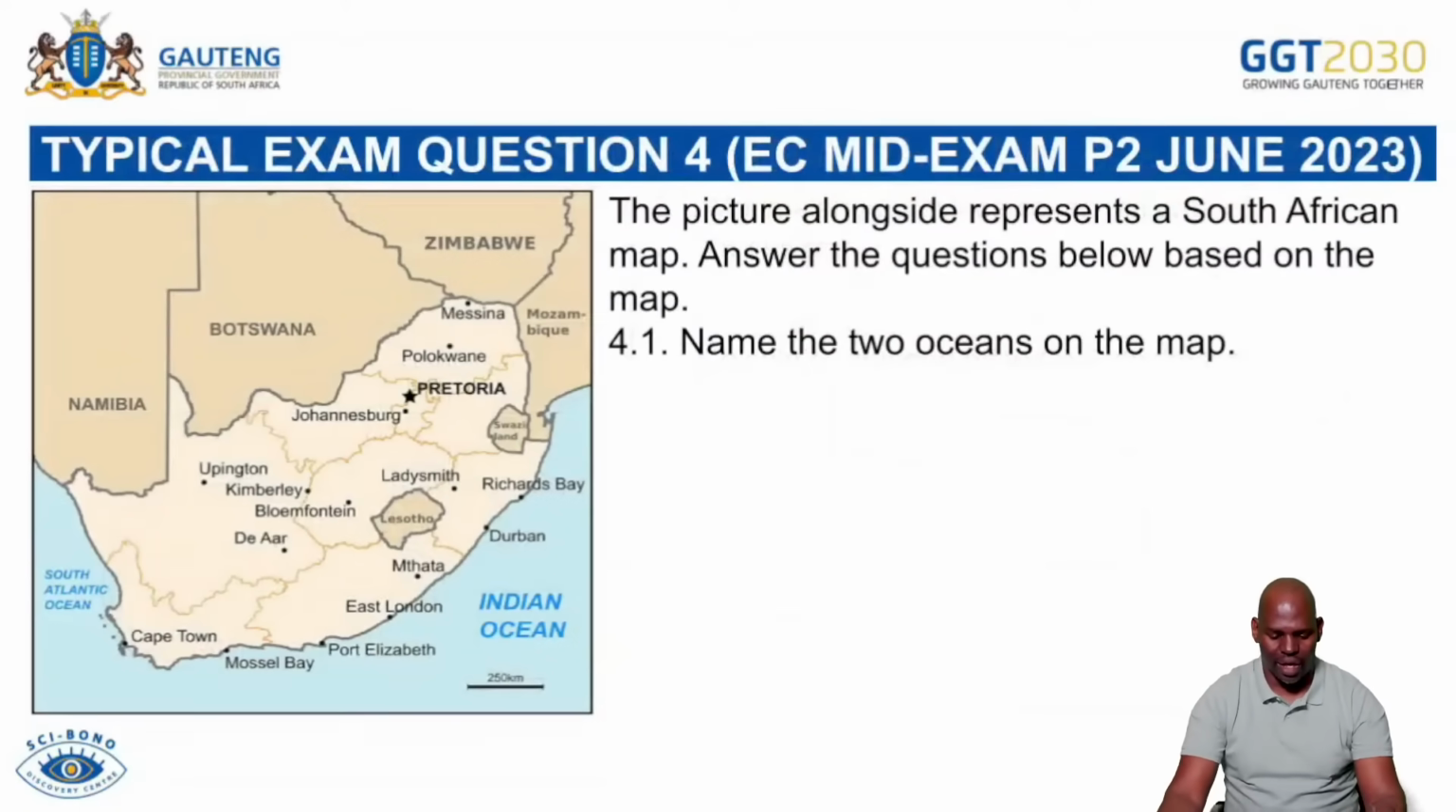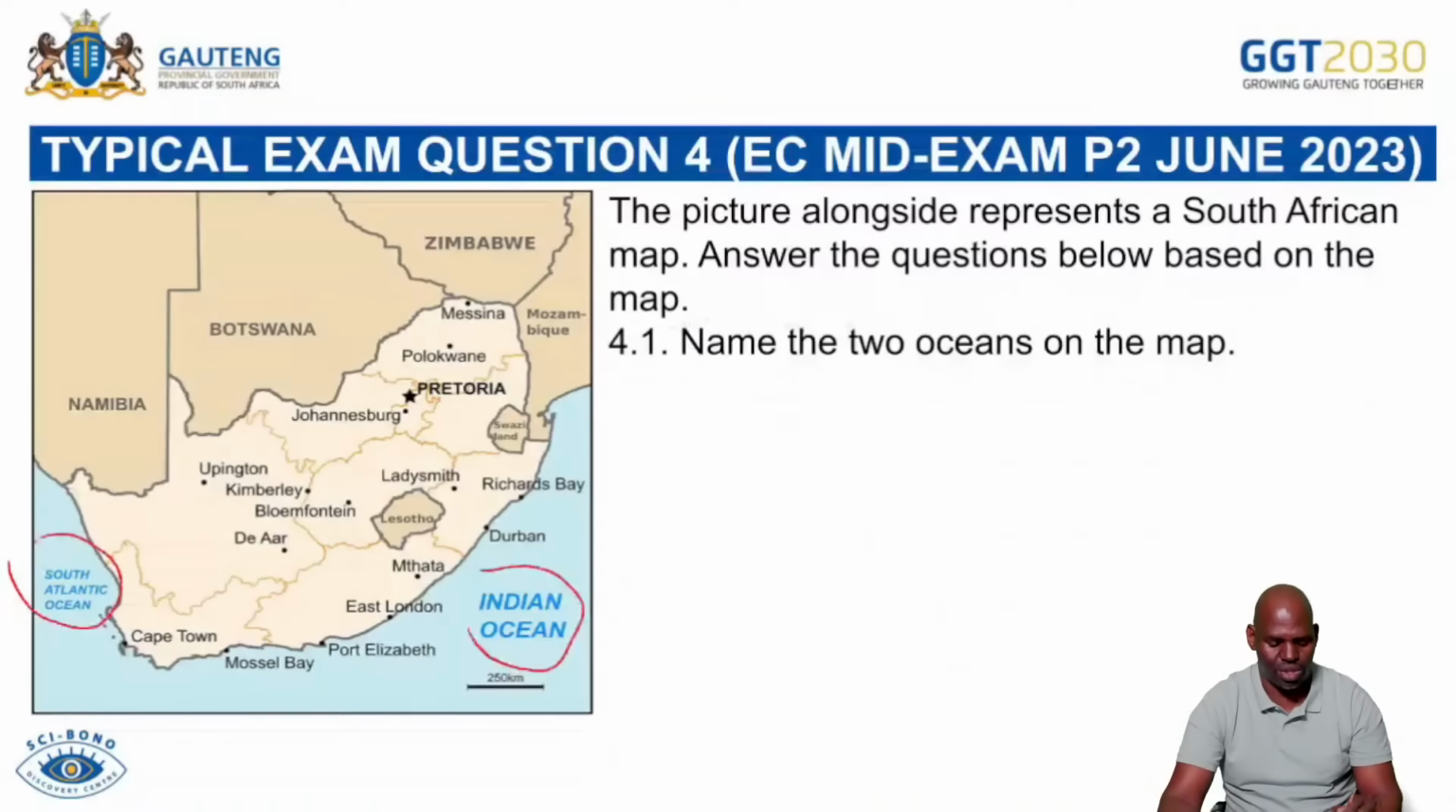Okay, then again, the picture alongside represents a South African map. Answer the questions below based on the map. Name the 2 oceans on the map. This one is one of those easiest questions. You just have to look on the map and write down the name of the oceans. The names of the oceans are clearly indicated.